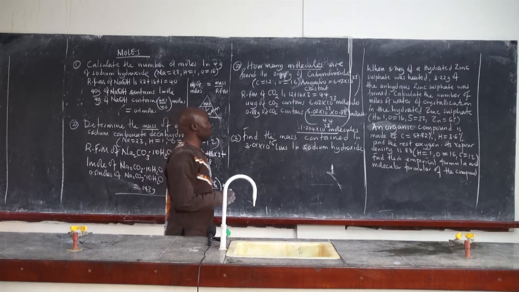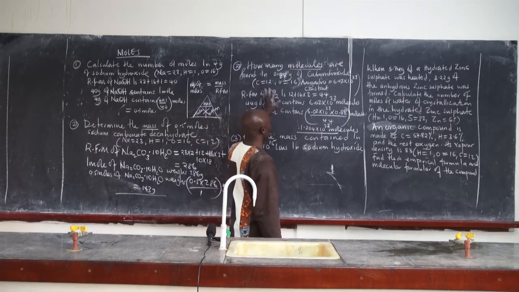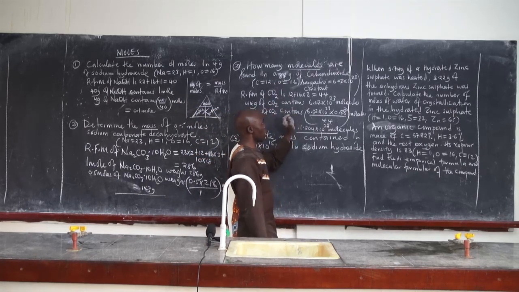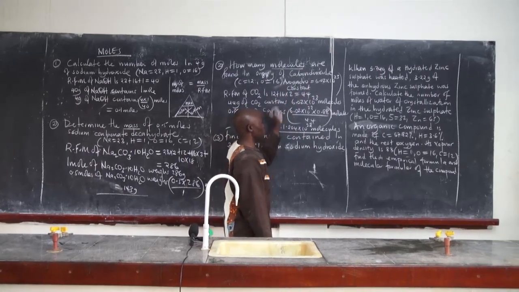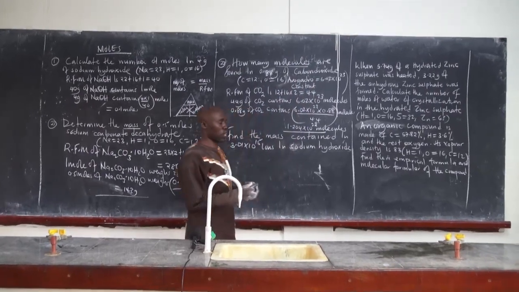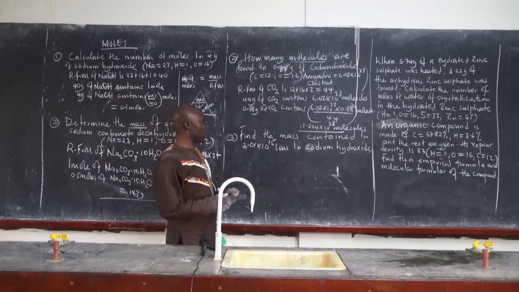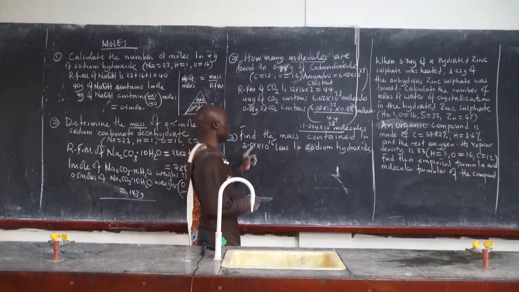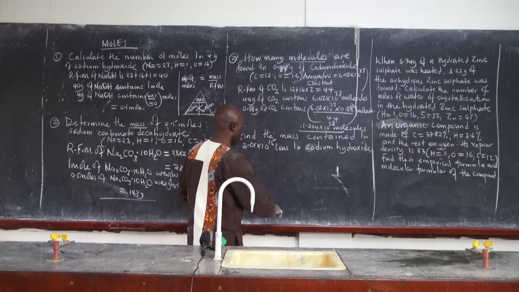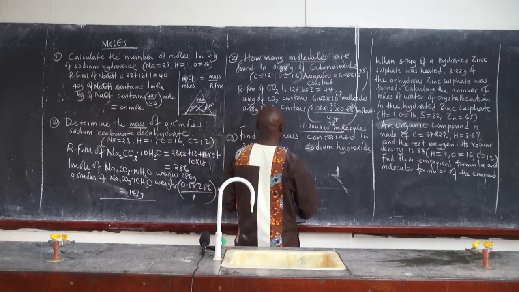You can use the other alternative method of first finding the moles that are formed, then recognize that one mole will have this, what of the moles you have got will have one. That's how you can do it the other way around. Let's look at number 3. Find the mass contained in these ions of sodium hydroxide.